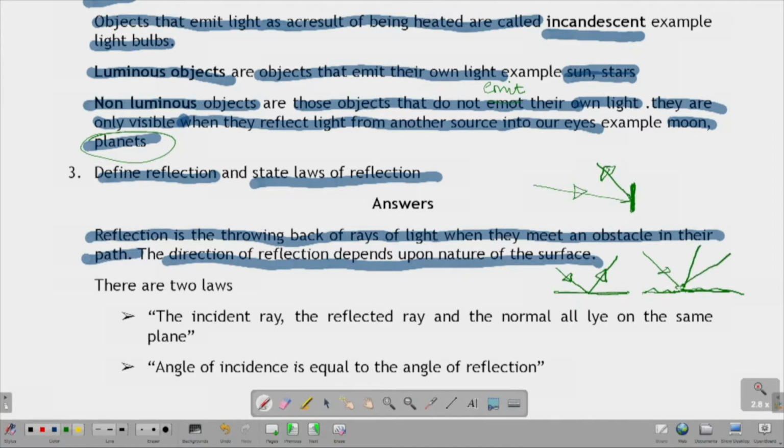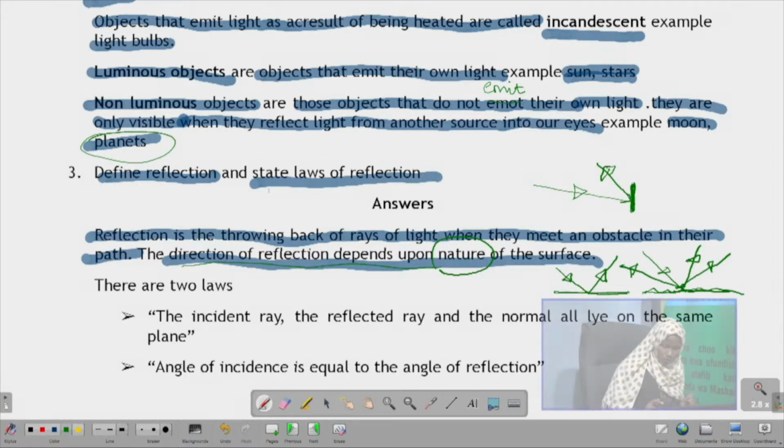It is going to be scattered in different directions because it has met a rough surface. You understand? So the direction of reflection depends upon the nature of the surface. Okay. And then we were supposed to state the laws of reflection.